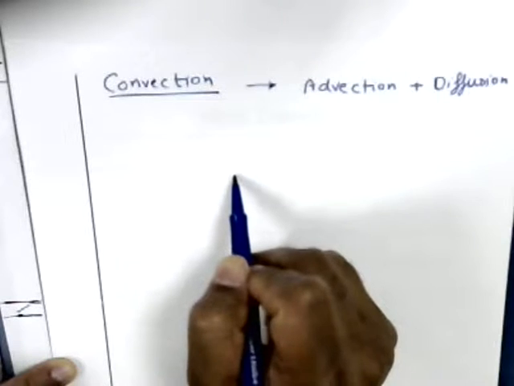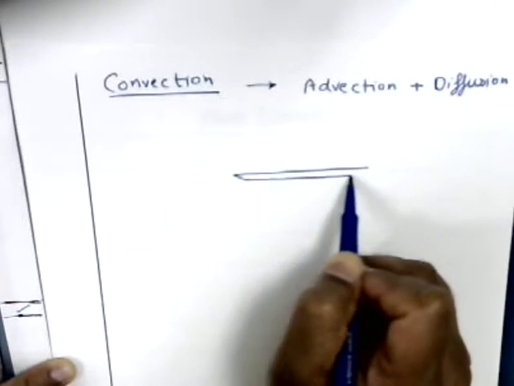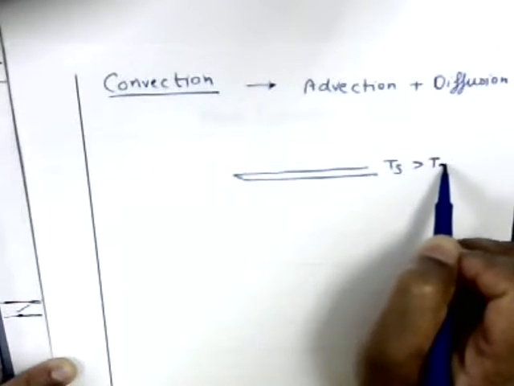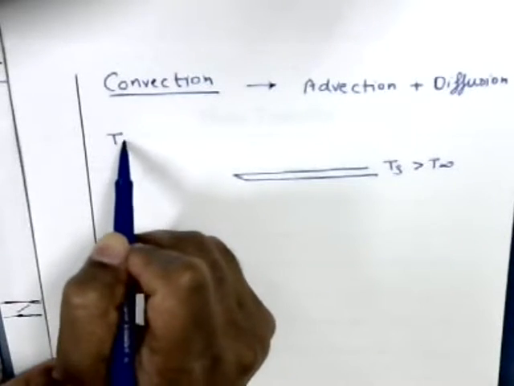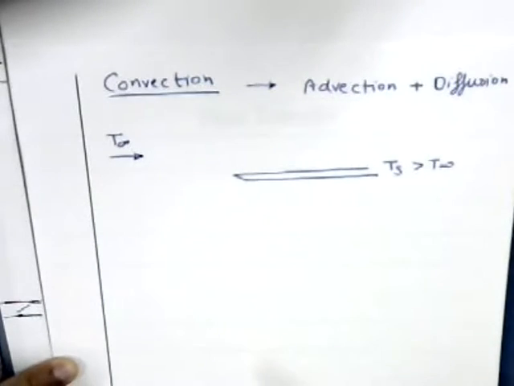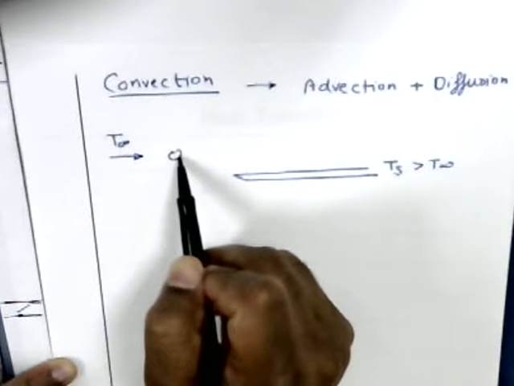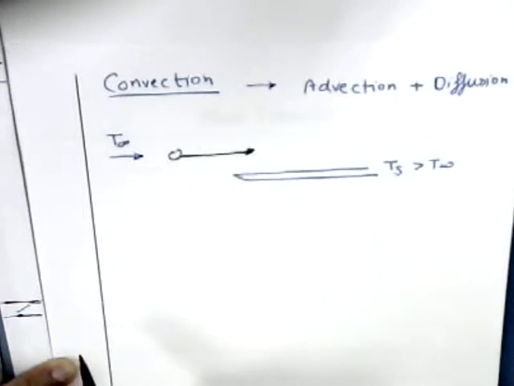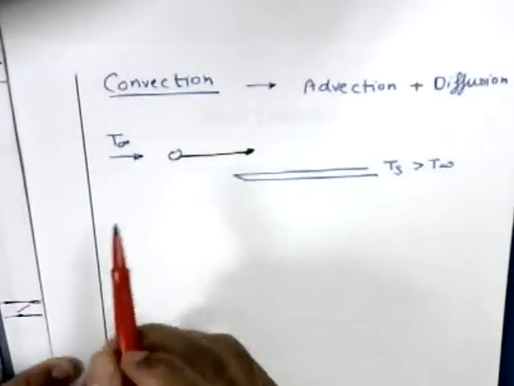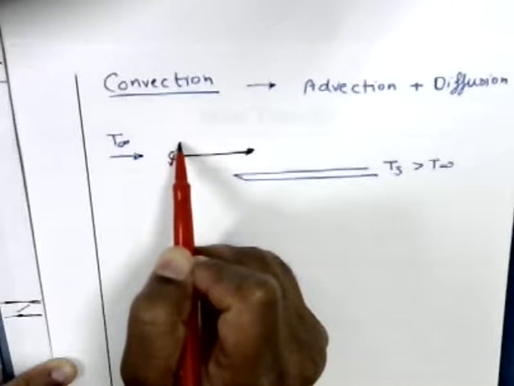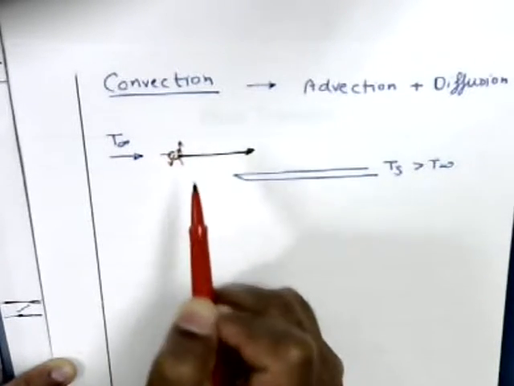For example, if we take a heated plate, let's say its surface temperature Ts is greater than T infinity, where T infinity is the temperature of the fluid that is coming and flowing over it. Then if you consider a fluid particle, this particle is advected because of flow, so that is advection. And along with advection, there is also random molecular motion. So the molecules in the particle are interacting with molecules that are outside. So that is the diffusion part.